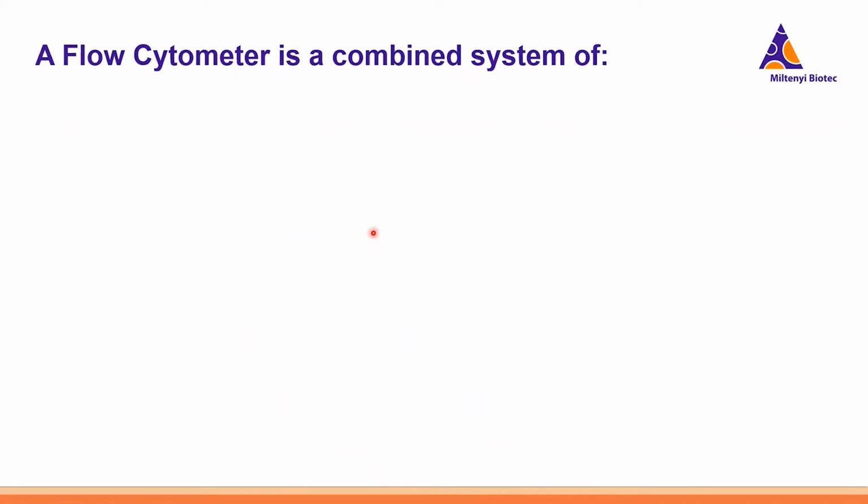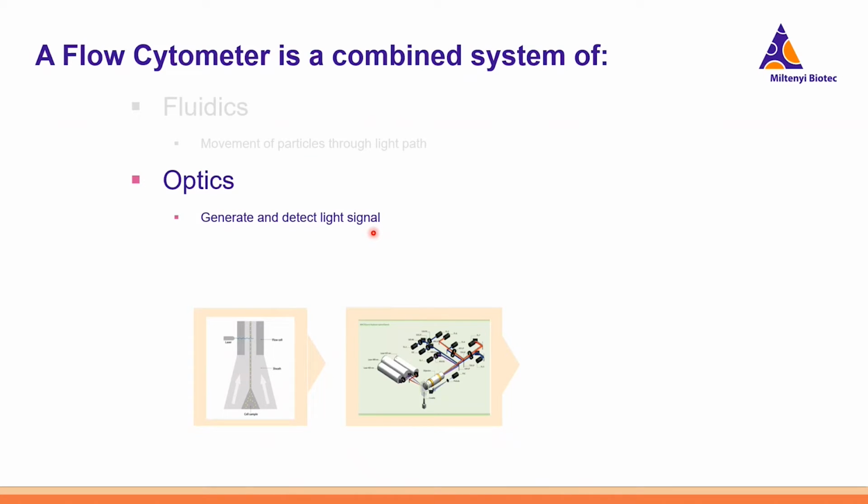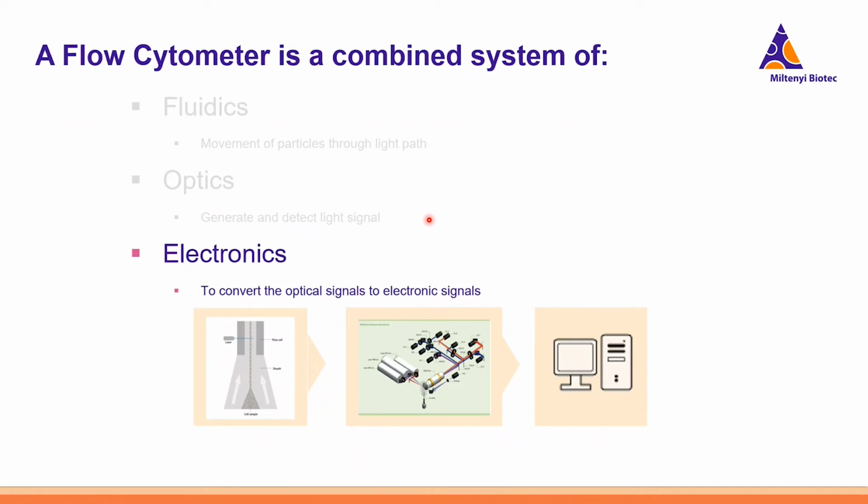So what is a flow cytometer? Well, it's a combined system that has fluidics that will move the particles through the light path. We have optics that are going to generate and detect the light signal, as well as electronics that will convert that optical signal to an electronic signal.